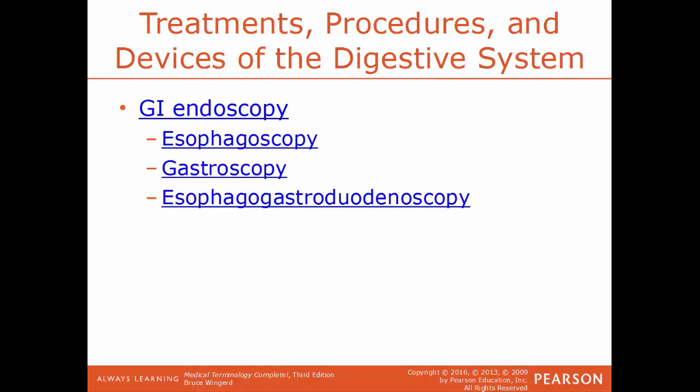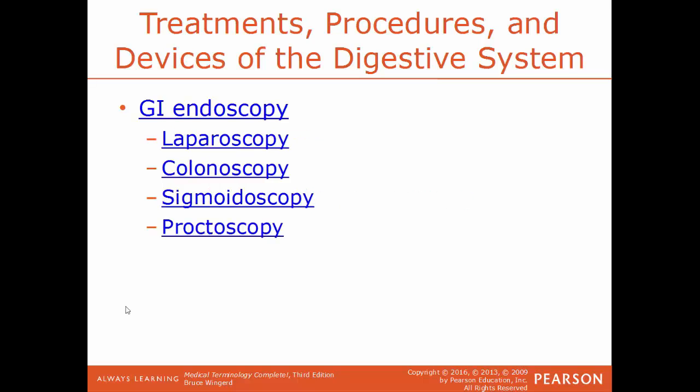So our first one, esophagoscopy, will be a visual exam of the esophagus. Gastroscopy will be a visual exam of the stomach. And our last term here, esophagogastroduodenoscopy. This will be a visual exam of the esophagus, the stomach, and the duodenum, the first part of the small intestine. So all three of these are examples of endoscopies of the GI tract. It just depends on what portion of the tract you are looking at.